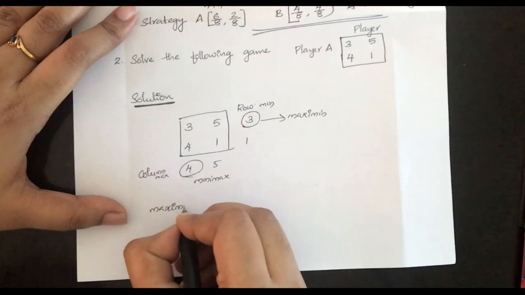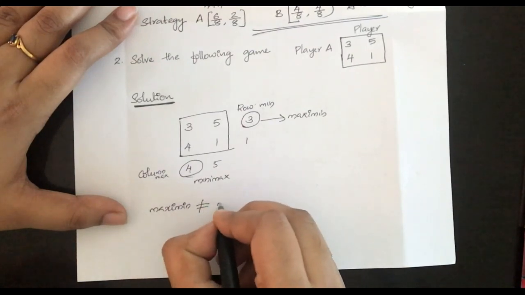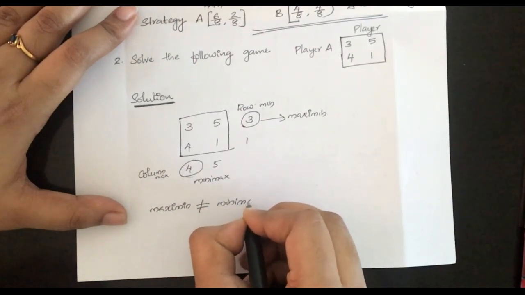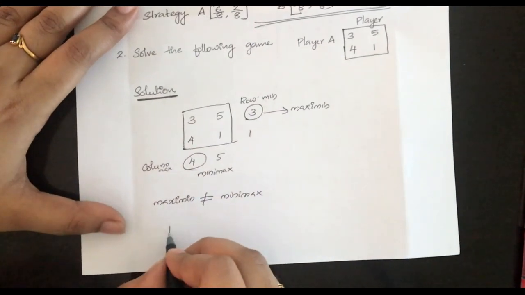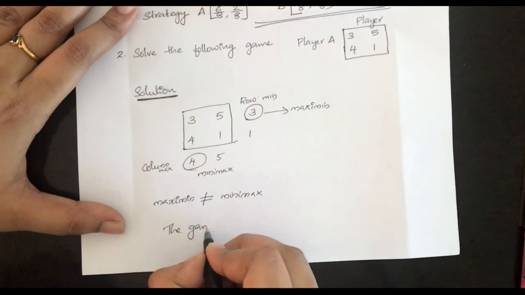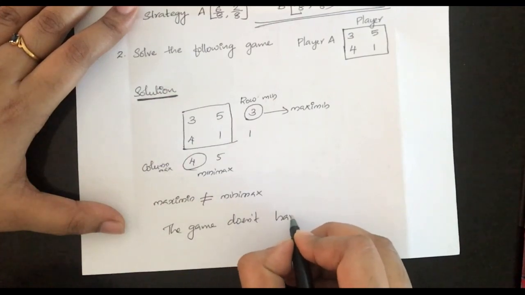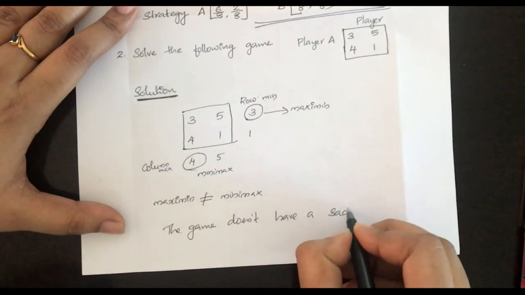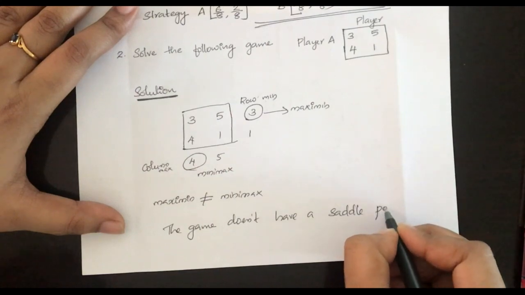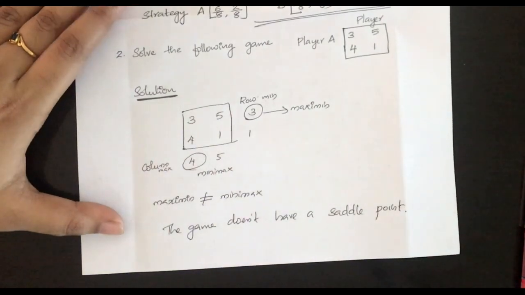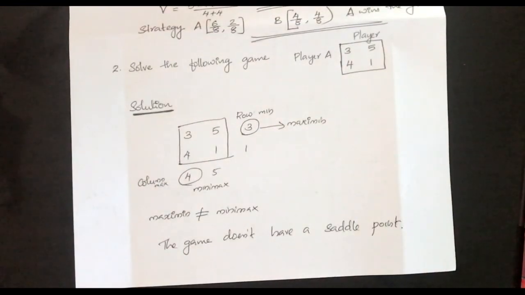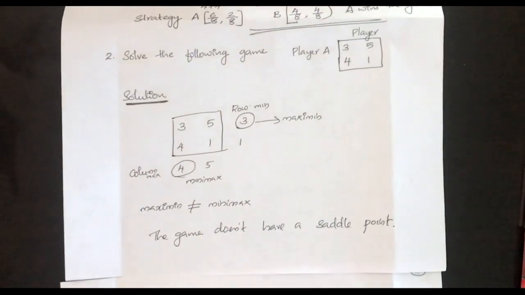Since the maximin value is not equal to the minimax value, the game doesn't have a saddle point. The game doesn't have a saddle point. Now we are going to solve this using the probability method.